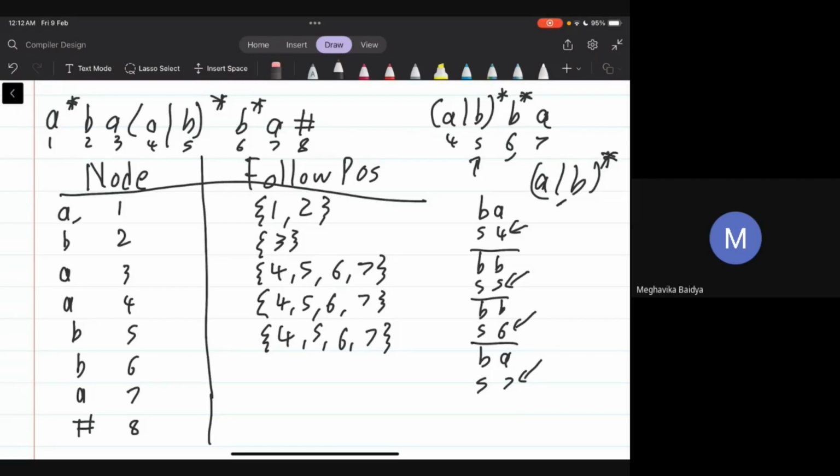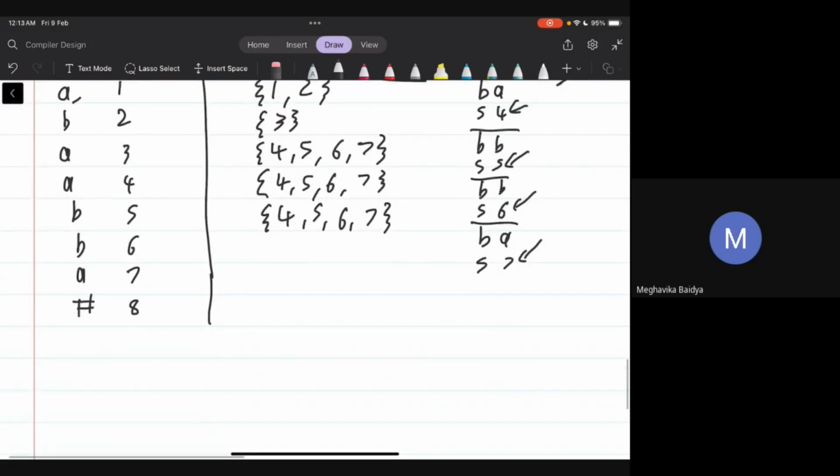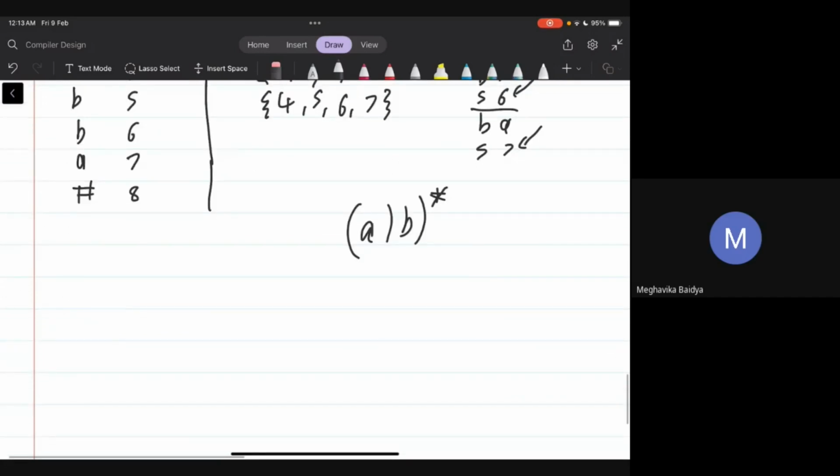Like you can also write AB or BA. Because the star, no. How does the transition look for this A or B? How will this look like? What is it? The NFA.